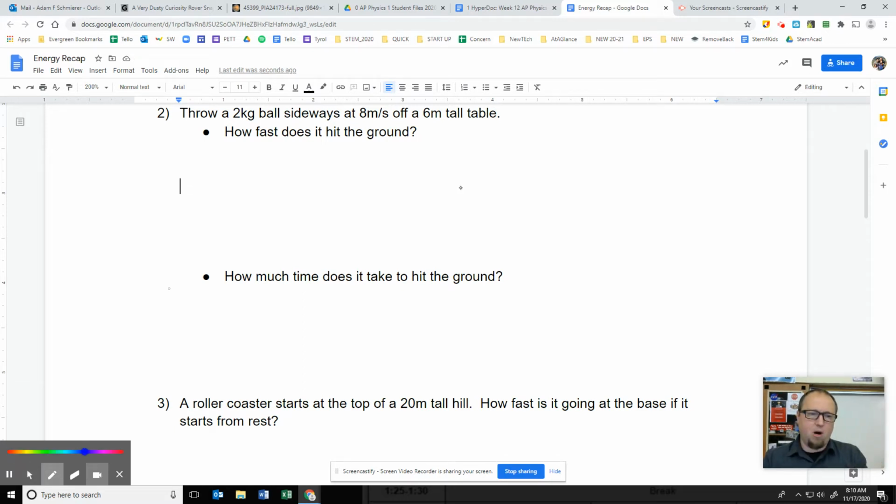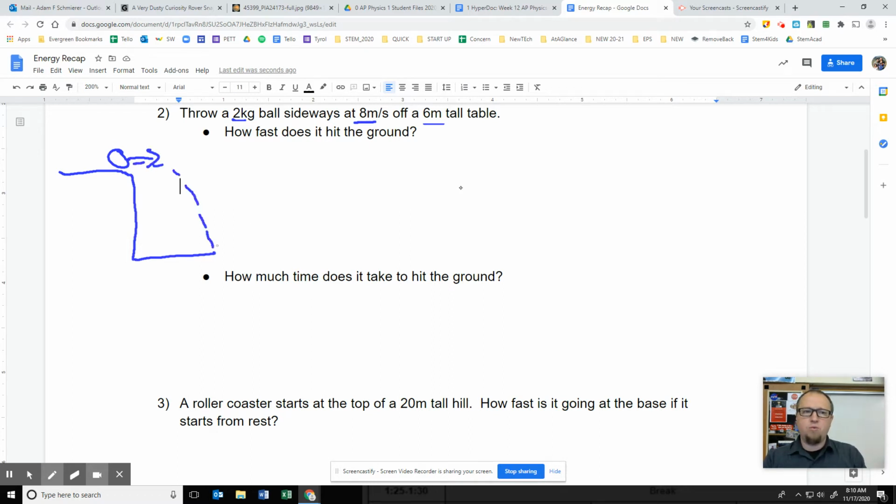We've got ourselves a 2 kilogram ball, thrown sideways off a table. Let's just draw a picture. We have a table, we chuck a ball off of it. What type of energy does it have at the beginning? At the beginning, it has height, and it's moving at the top. At the bottom, it's just moving. So at the top, it has height that it's going to transfer, and it's moving, so it has kinetic also.